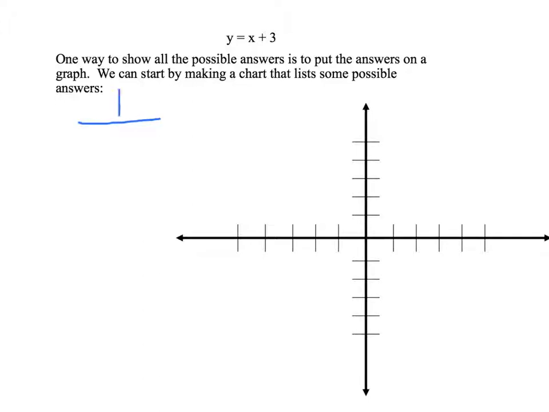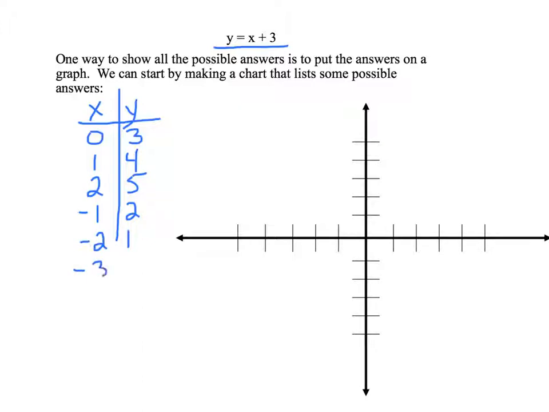So I'm going to make a t-chart over here to the left, and I'm going to give the headings x and y. We know in this particular equation that if x is equal to 0, then y is equal to 3. If x is equal to 1, y is equal to 4. If x is equal to 2, y is equal to 5. I could also go with some negative values for x. If x is equal to negative 1, y is equal to 2. If x is equal to negative 2, y is equal to 1. If x is equal to negative 3, then y is equal to 0.